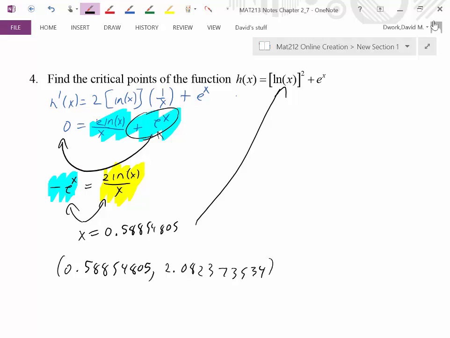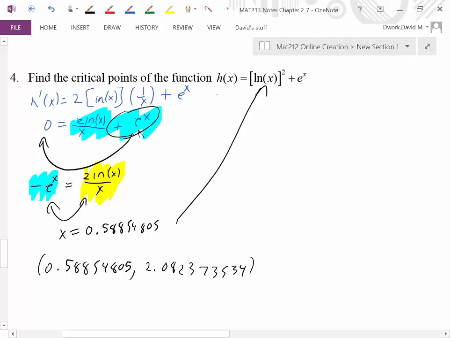I don't really want to do a second derivative. That doesn't sound like a lot of fun, but I could. But to me, it seems like the first derivative number line test may be the way to go. So let's do that. What I'm going to do is do the number line.